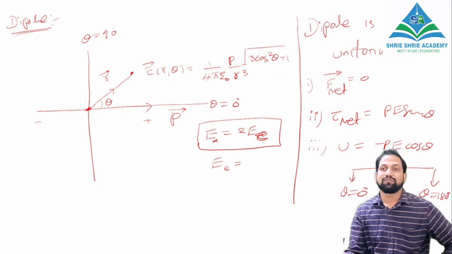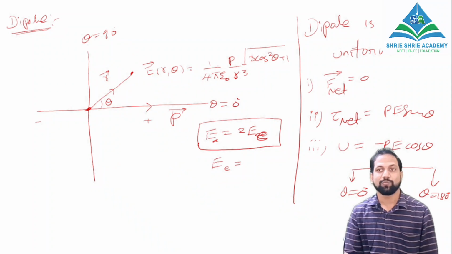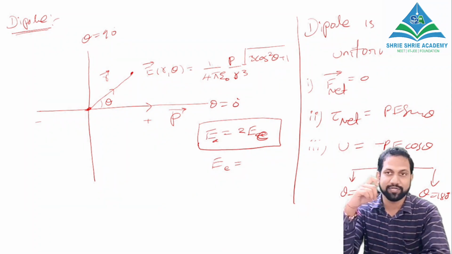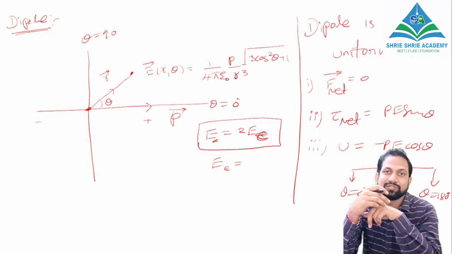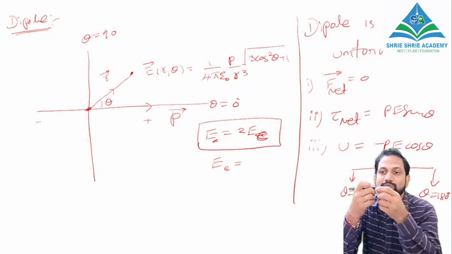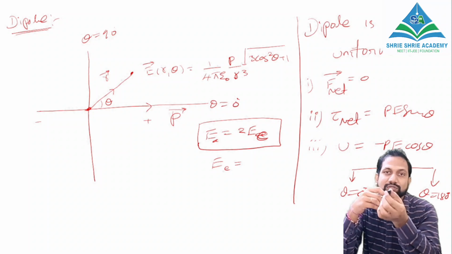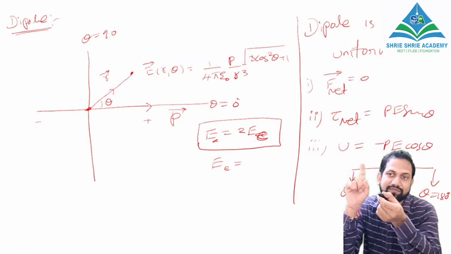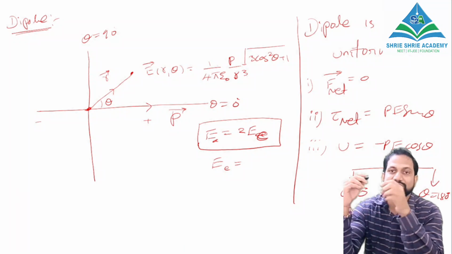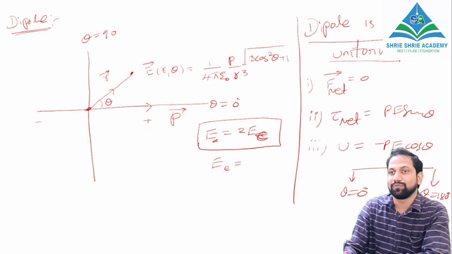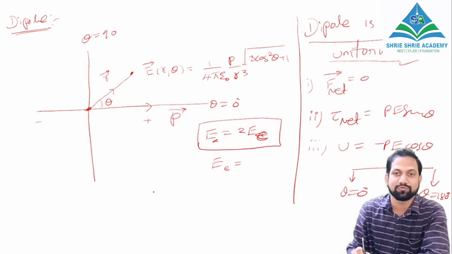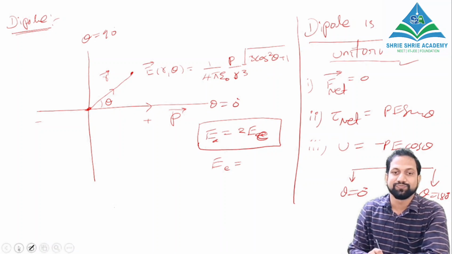Remember, the purpose of the electric field is to bring the dipole moment in the direction of the electric field. For that purpose, it will exert torque. Due to the torque, the dipole moment will be tilted so that it will be directed along the electric field. This is the dipole suspended inside the uniform electric field. This is also an important topic, you have to remember.